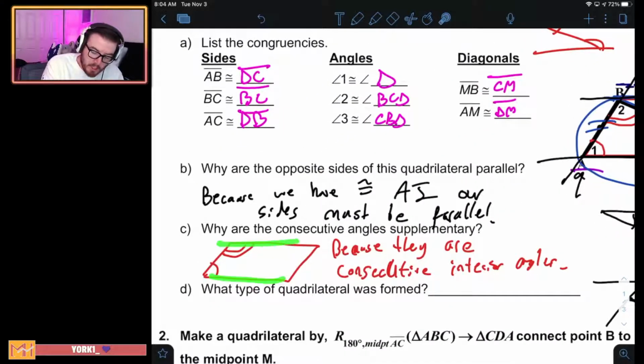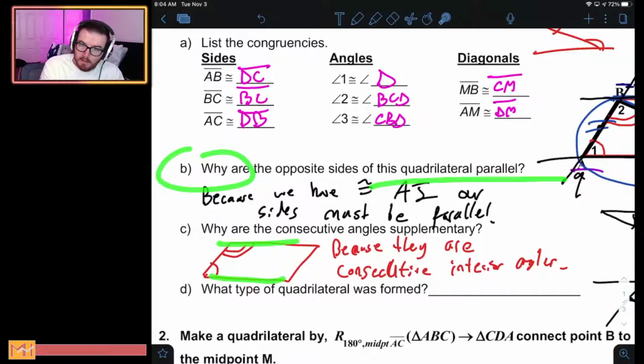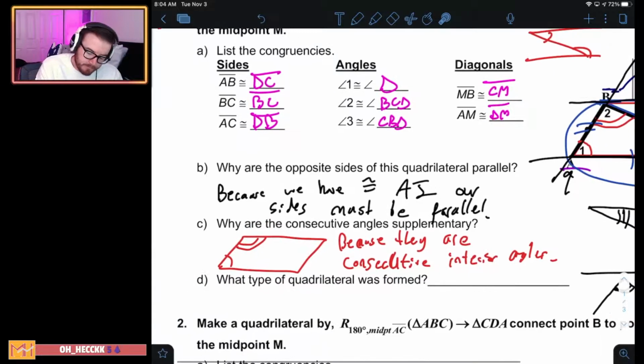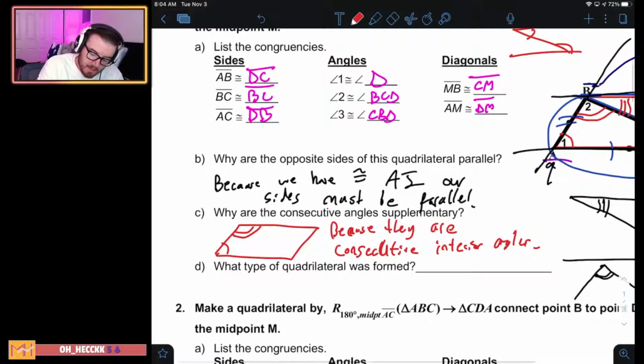We just proved them to be parallel, didn't we? So these are parallel lines. This is our transversal. These guys are on the same side, consecutive. And what do we call this quadrilateral? A parallelogram.